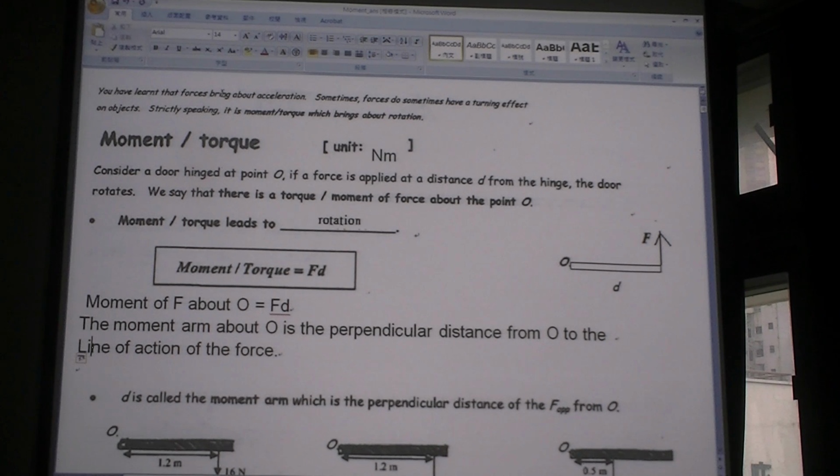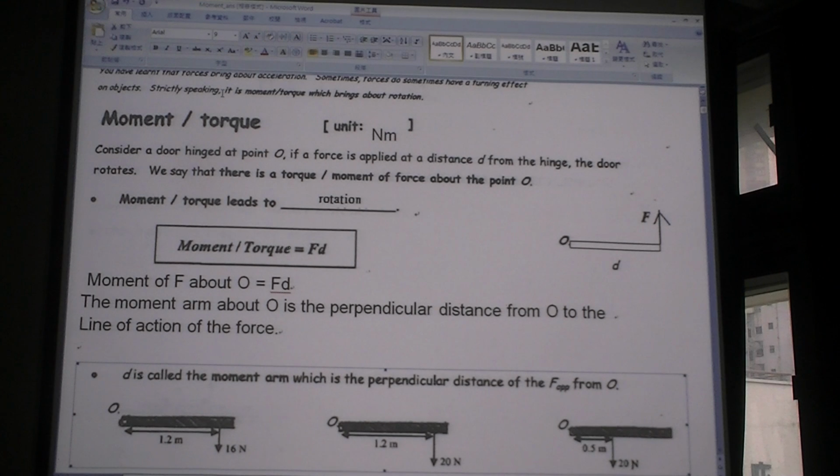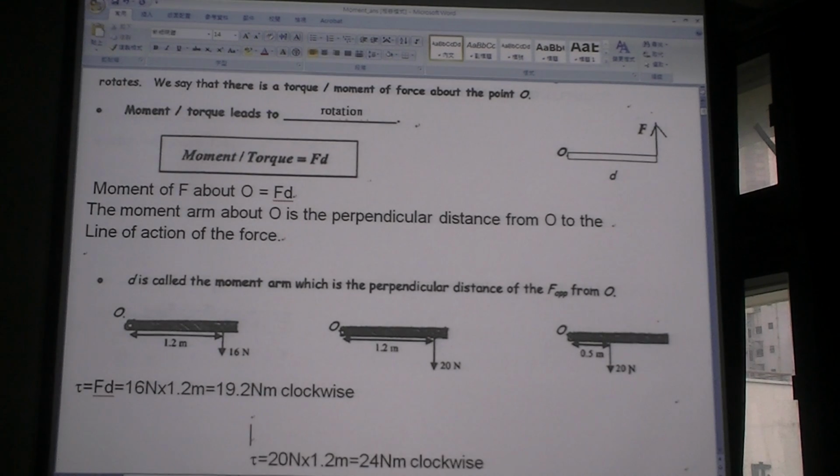Testing, testing. Right? Okay, now here they got some examples.